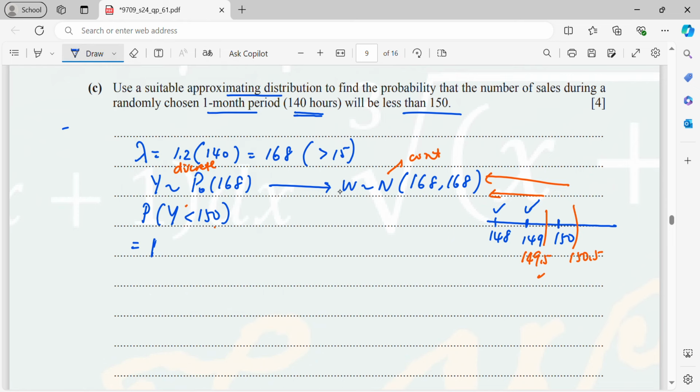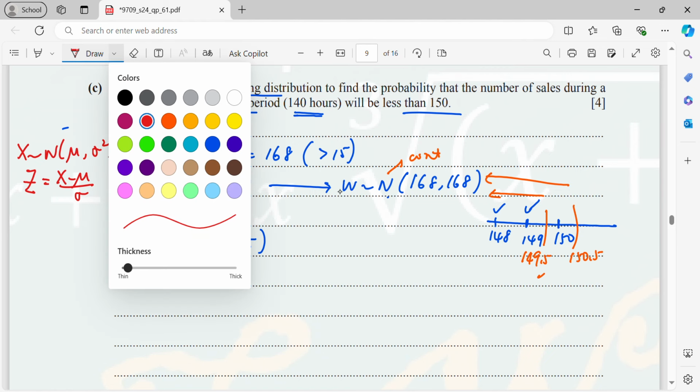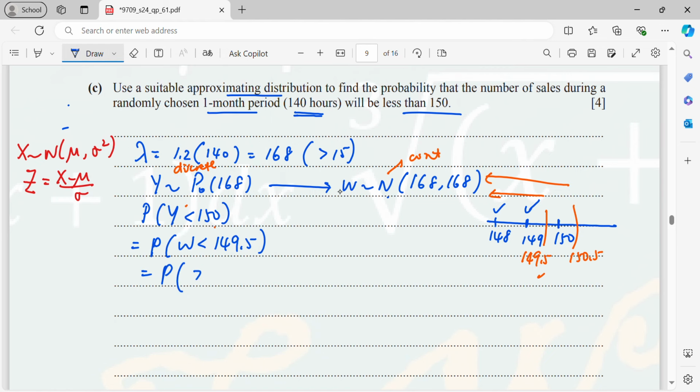So it will be P(W less than 149.5). Now, since this is normally distributed, same as just now, X is normally distributed with mean mu and variance sigma squared, the standardized normal random variable is X minus mu over sigma. That means now it becomes P(Z less than (149.5 minus 168) over square root of 168). Then this is going to be P(Z less than negative 1.427).